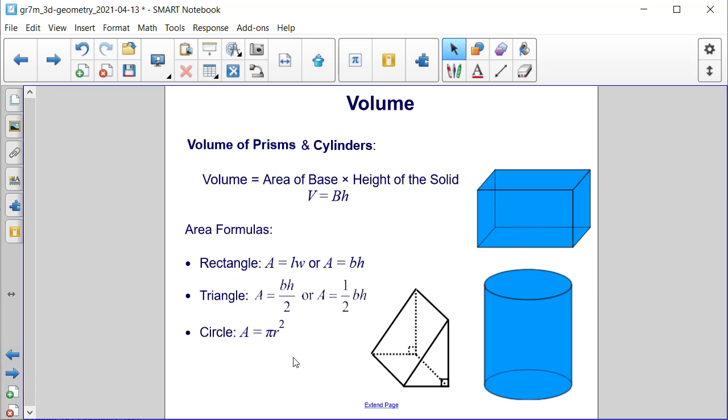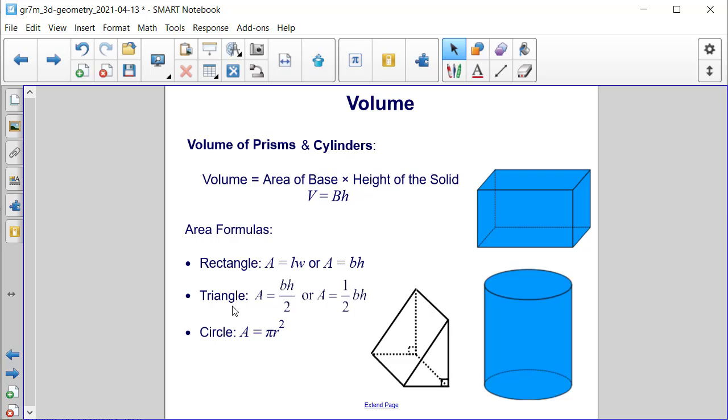When calculating the volume of prisms and cylinders, you multiply the area of the base and the height of the solid together, or V for volume is equal to capital B times H, where capital B represents the area of the base. And the area formulas that we'll be working with are the area of a rectangle, which is length times width, or base times height. Note that this height that's down here is not the same as this height of the solid up here. So it'll be helpful to label different measurements in the diagram using subscripts when needed.